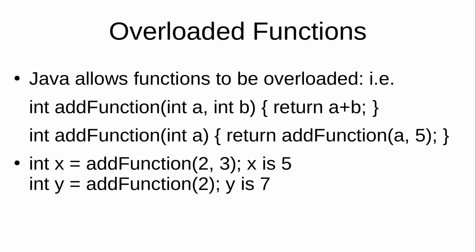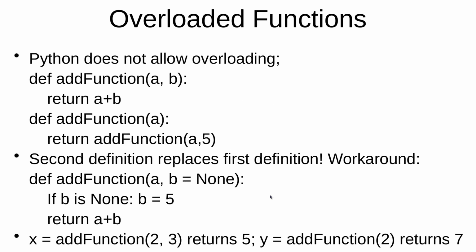In other words, if you have a function that adds two integers and returns that result, you can overload that function by just defining it again with a different signature, number of arguments. That function could call the other one with some specified value given for the value that comes in on the overloaded function. So you can have add function 2,3, which would return 5, add function 2, which would return 7.